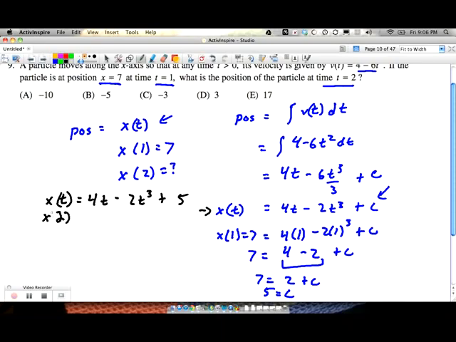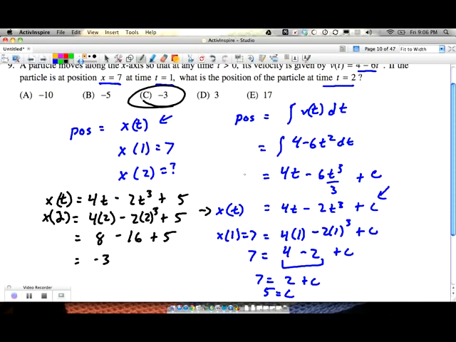So x of 2 is going to be 4 times 2 minus 2 times 2 cubed plus 5. Well, 4 times 2 is 8. 2 cubed is 8, so this is going to be 16 here. Then we add 5. So that's negative 8 plus 5 gives us negative 3. And the answer is C. There are a lot of C answers, it seems like.